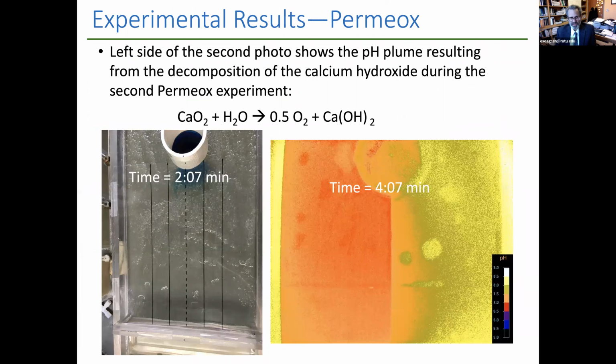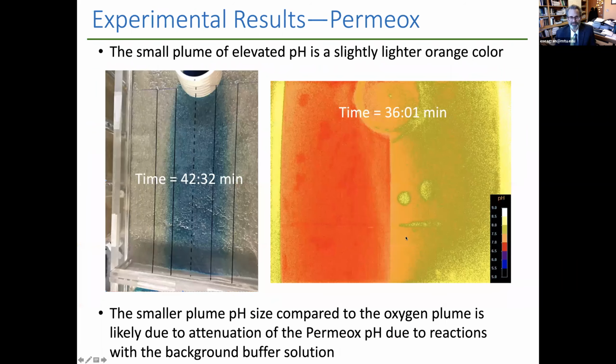We also looked at the pH. Remember, this is releasing hydroxide ions, and so we expect to see some elevated pH, but it turned out that our buffering solution really buffered that. It's a little hard to see here, but you can see near the center line of the plume, there's a little bit of an elevated pH plume, but it really was buffered out by our background buffer solution.